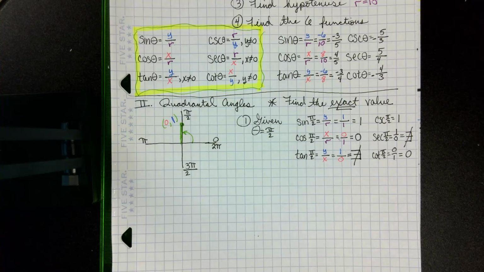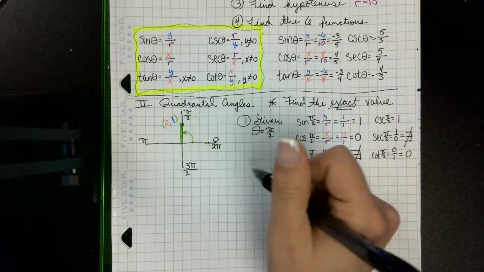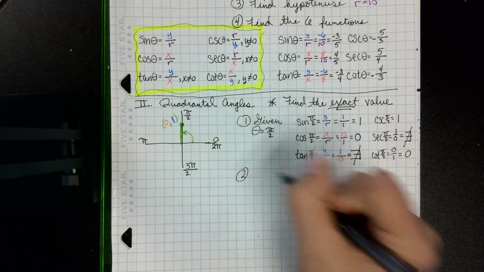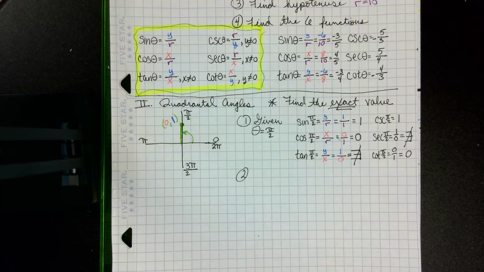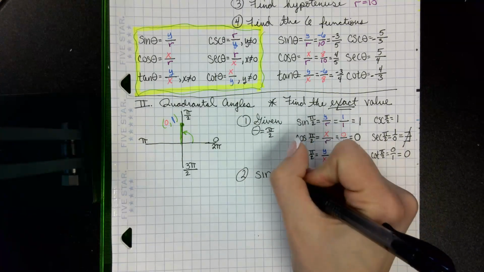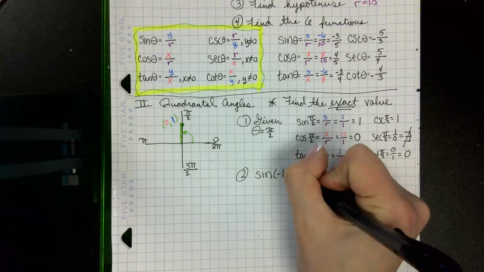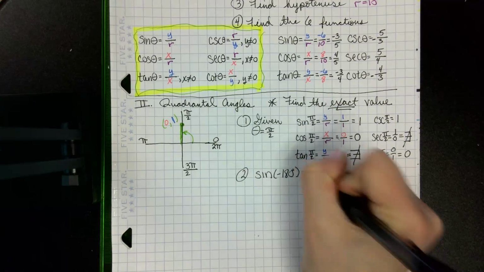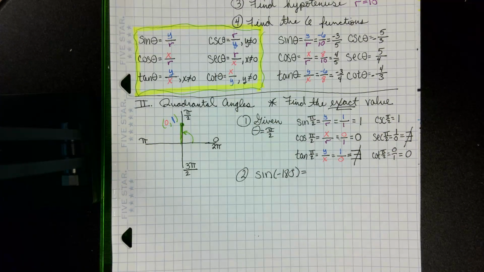Okay. So try this one. You don't have to do all 6 of them. This is just a single one. Find the sine of negative 180 degrees. You can set it up before you even figure out values, because you know it's a sine, and sine is y over r.